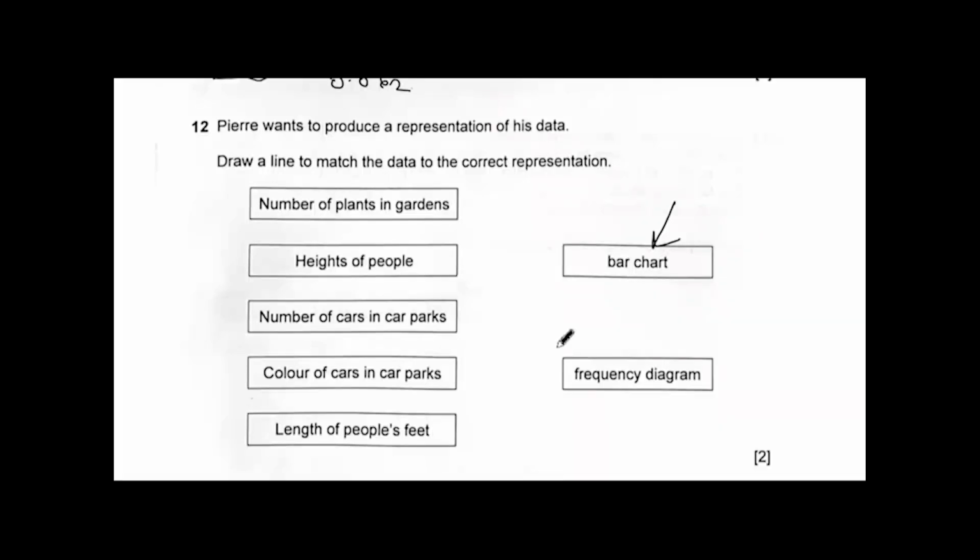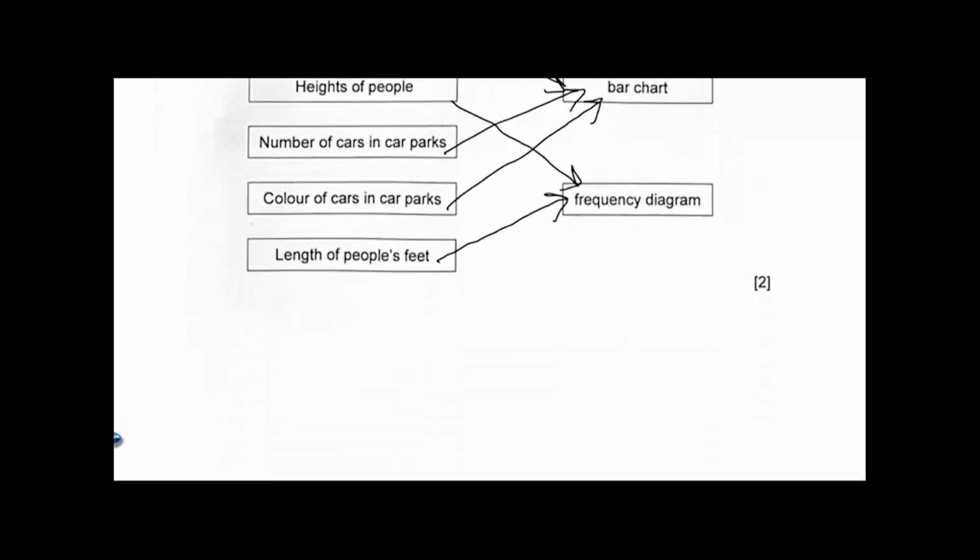Number of plants in a garden, this one has to do with counting, so we can draw a line like this. Height of people is not by counting, so it will come here. Number of cars in car parks will also come here. Colors of cars in car parks, you also count this one, so it will come here. And then length of people's feet, this has to be measured. So this is how you are going to have it. Let's scroll down if there's any question. Okay, then we go to the next one here.